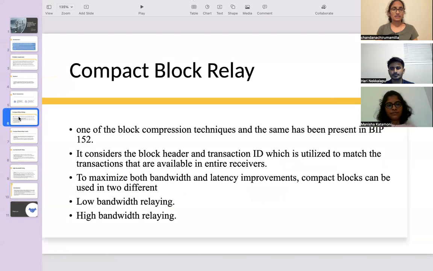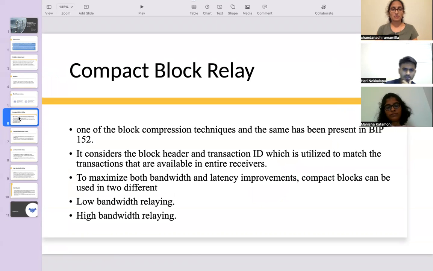Coming to the next slide, compact block relay. This is one of the block compression techniques, and it has been proposed by BIP 152. It mainly focuses on two factors, the block header and the transaction ID, which are utilized by the transactions and enabled in all the receivers.